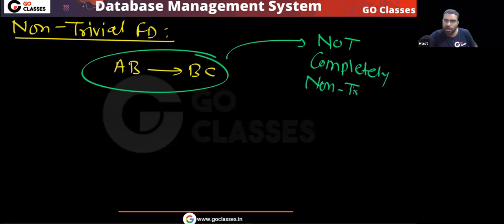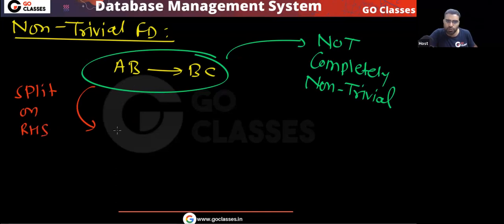Now tell me, how to convert this to completely non-trivial? You already know you can split on RHS. So if you split on RHS, what will you get? You will get this and you will get this. Is this clear?